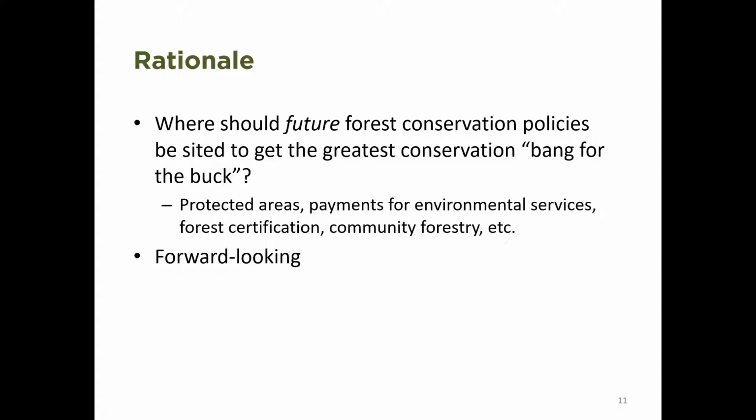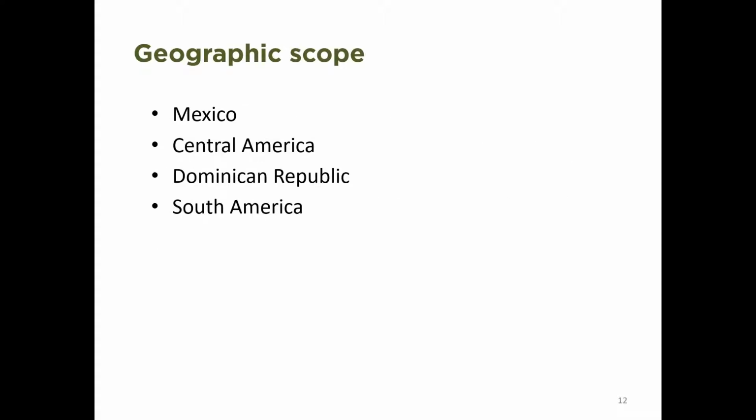Here we're thinking about forest conservation policies like protected areas, payments for environmental services, forest certification, and community forestry. Policies that are geographically delimited. They have an effect in some places, but not in others. So this is a forward-looking tool. It's for planning future interventions. The geographic scope of the tool is Latin America and the Dominican Republic. So that includes Mexico, Central America, the Dominican Republic, and South America.